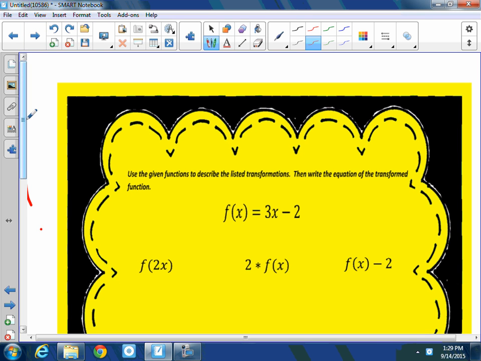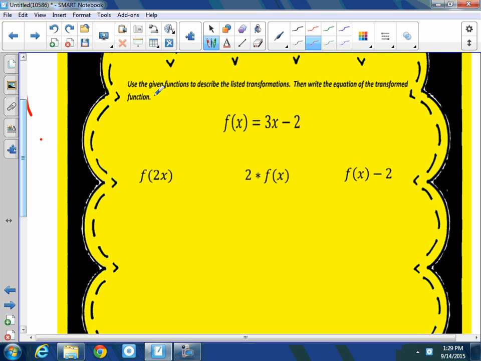Alright, so let's do some transformations. This is kind of a little bit of what we were doing. What we're going to do is, this is going to take the place of the x. I'm going to write the first one, 3x minus 2. And then I'm going to replace that x by that 2x. So I'm going to do 3 parentheses 2x minus 2. Now I'm going to distribute, or I'm going to multiply. 3 times 2x would be 6x minus 2. So what's my function? y equals 6x minus 2.